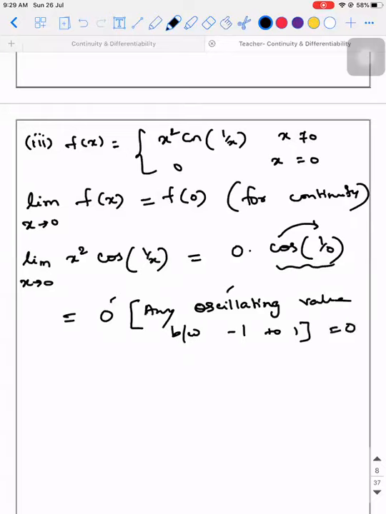Correct? So what is f of 0? F of 0 is also 0. So is this function continuous or not? Continuous. Yes, it is a continuous function. Harini, got it? Yes, sir.